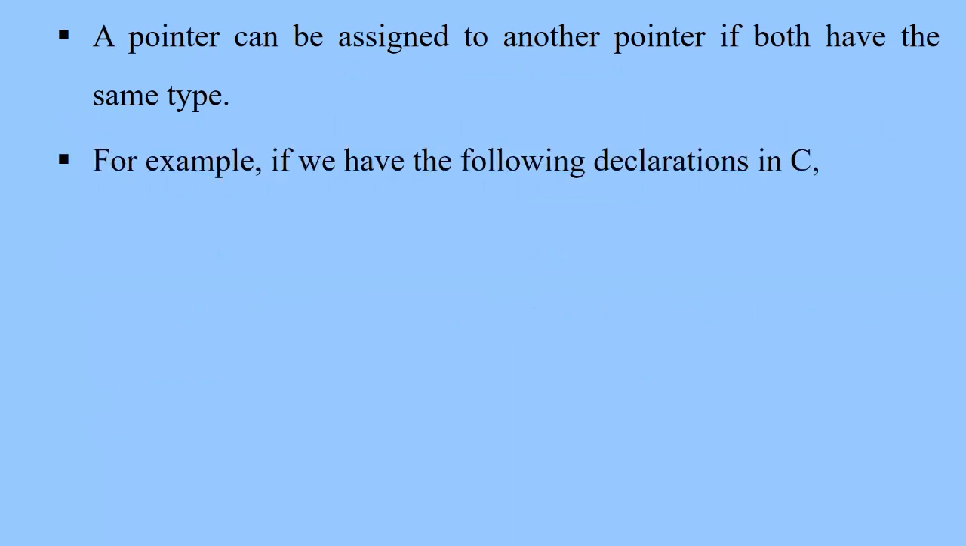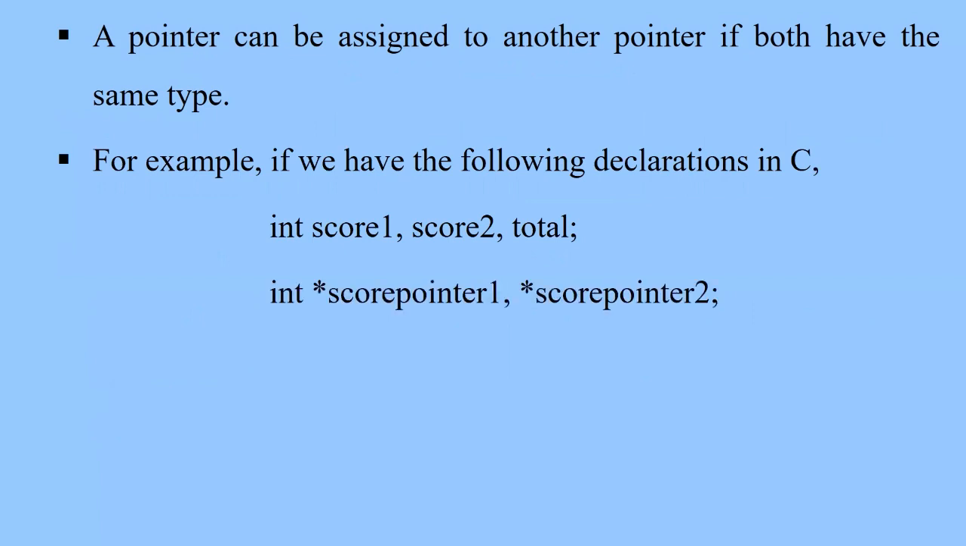For example, if we have the following declarations in C, we have declared three variables of type integer, one called score1, the other one score2, the other one total. Then, we have also declared two pointers, one called score pointer 1, and another called score pointer 2.